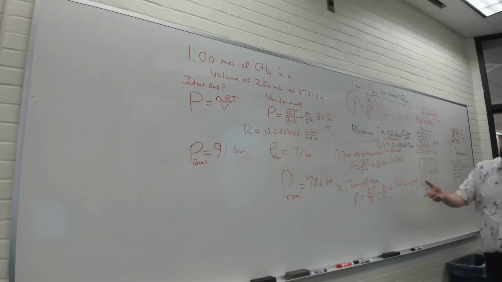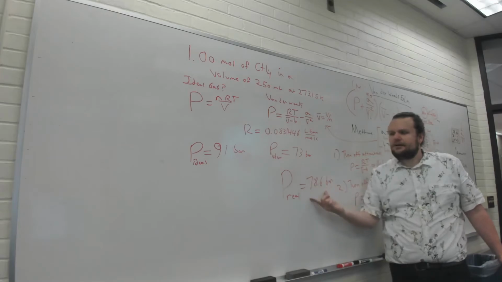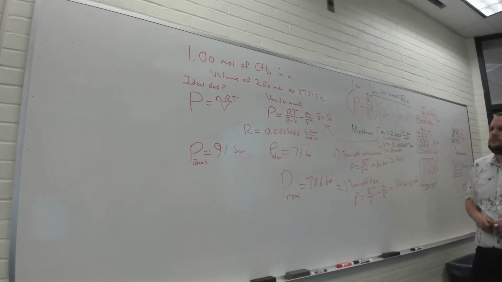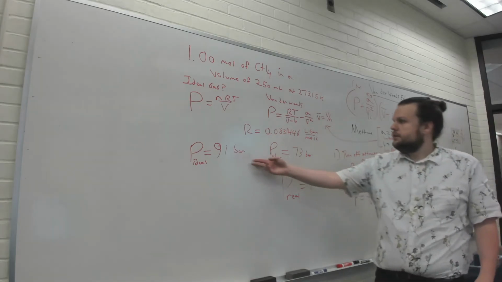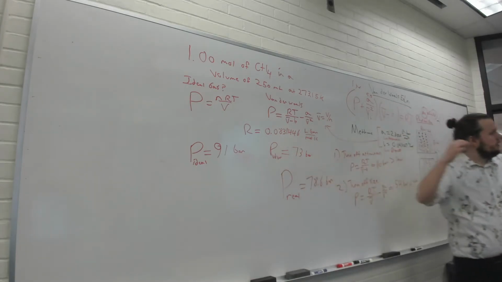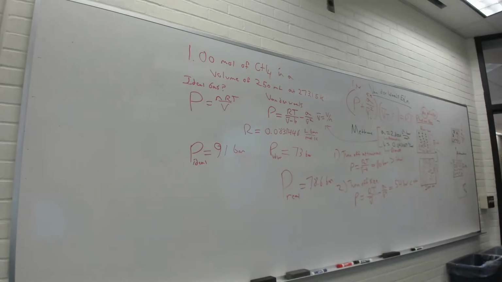But still not perfect. We're still off by about 5 bar, a little less than 10%. But that's pretty good, right? We've made literally the dumbest possible correction we could. Or not the dumbest, it's actually a very clever one. We've taken the simplest possible correction, or two corrections, to the ideal gas approximation, and we've improved from over 20% to less than 10% at this scale.